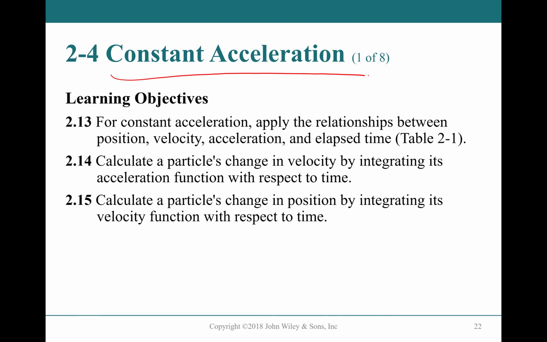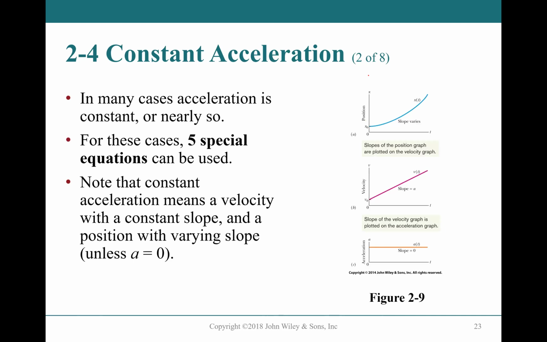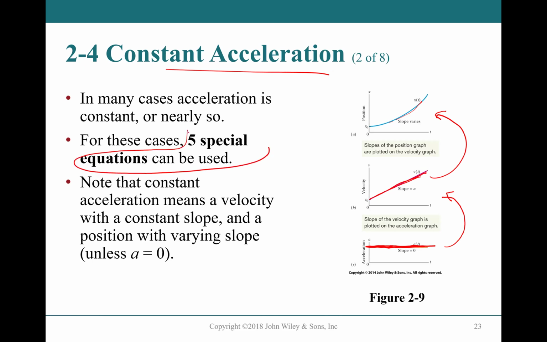If we have constant acceleration, then we are going to get the graphs of position. You are going to see a curve that looks like this, but our velocity is a straight line and our acceleration is constant. So acceleration is a horizontal line. You do first integration, you are going to get a straight line. You do a second integration, you are going to get a curve, okay? So if you have constant acceleration, we are going to have 5 special equations, which we call kinematic equations, that can be used to describe the motion.